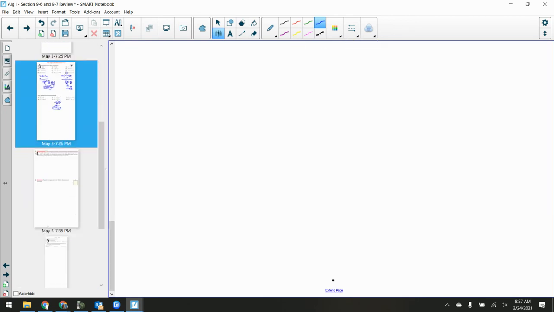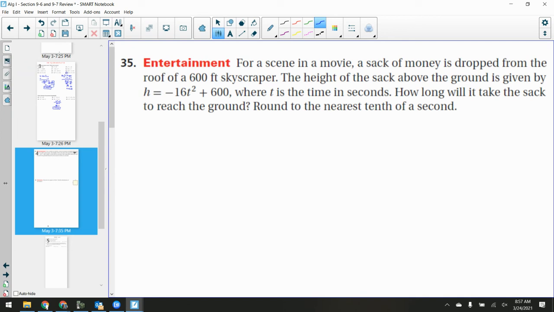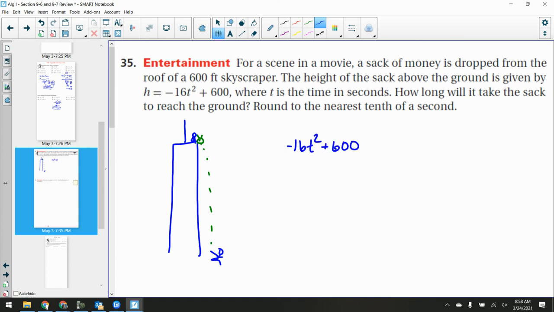Okay, I want to look at these two word problems. First, as seen in a movie, a sack of money is dropped off a 600-foot skyscraper. So here's the building. Here's my guy. He's going to drop a bag of money. Maybe he's throwing it to his buddy down here, and he's trying to catch it. So the function can be modeled h is equal to negative 16 t squared plus 600. I want to know when it's going to hit the ground. What's that called? The zero. The zero of the function.